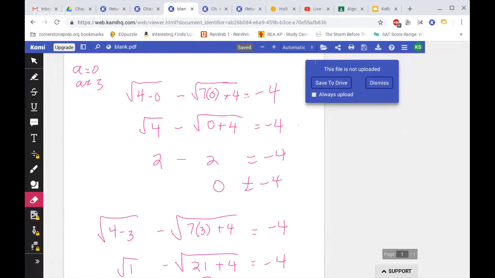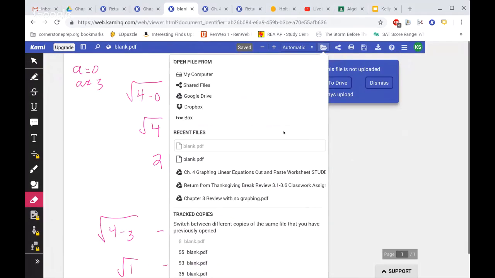I was hoping it would ask me if I want to open a new copy. That's what I'm trying to get it to do. Technology is really annoying sometimes. It is.